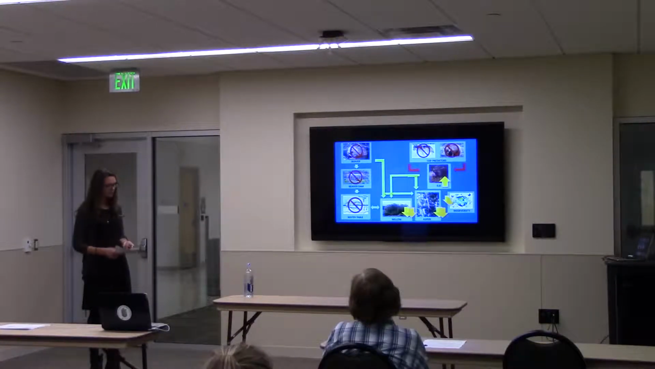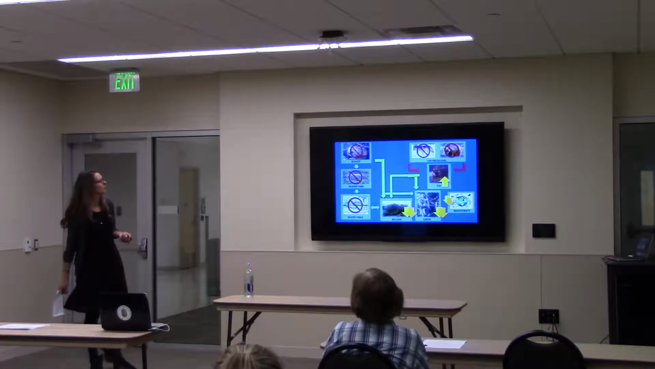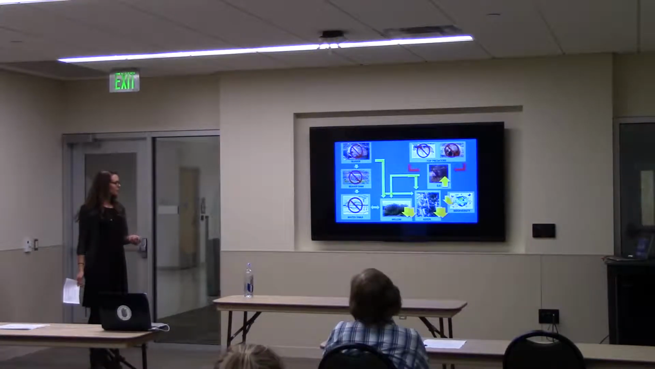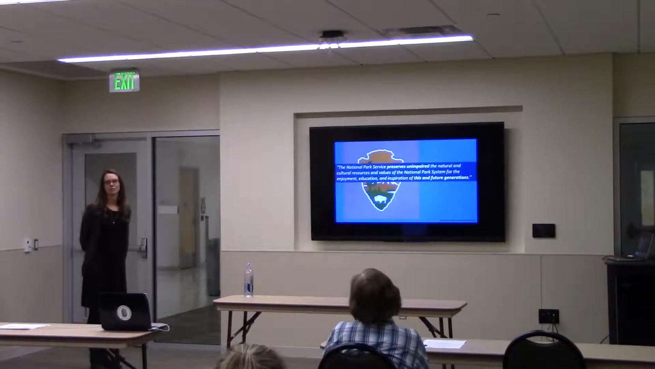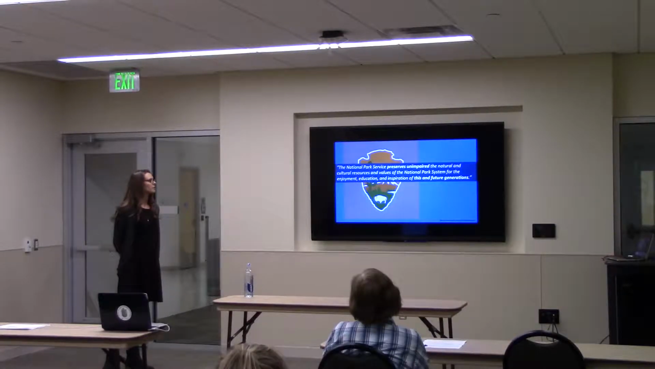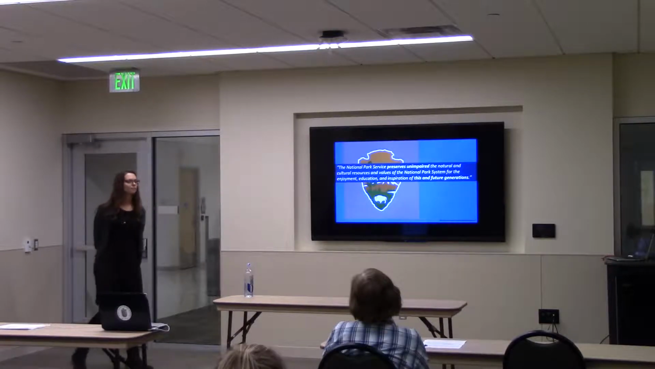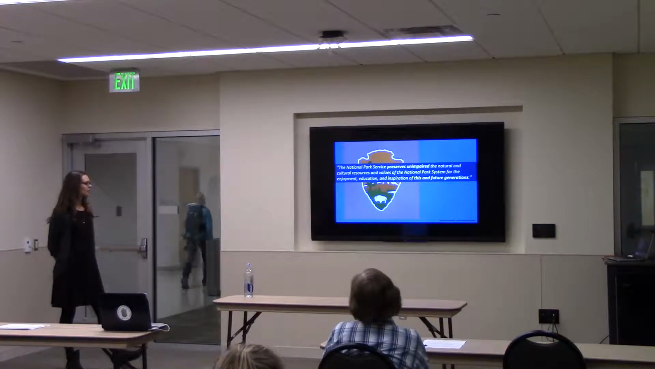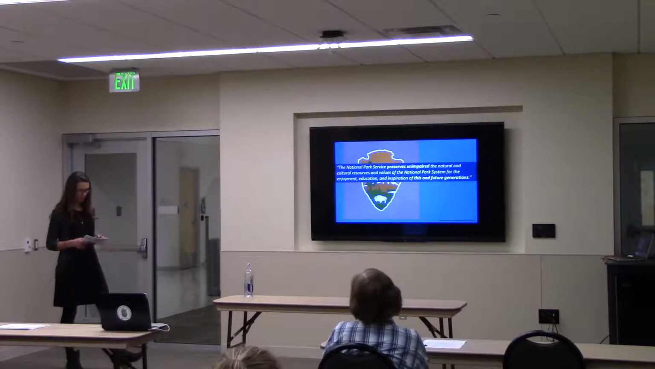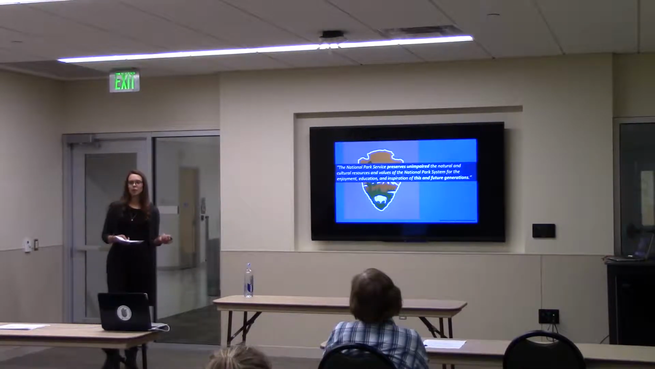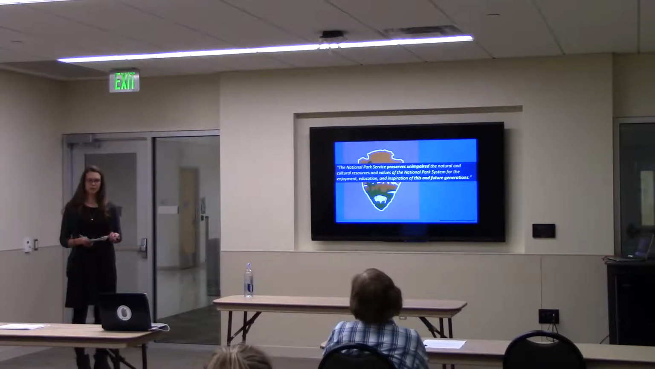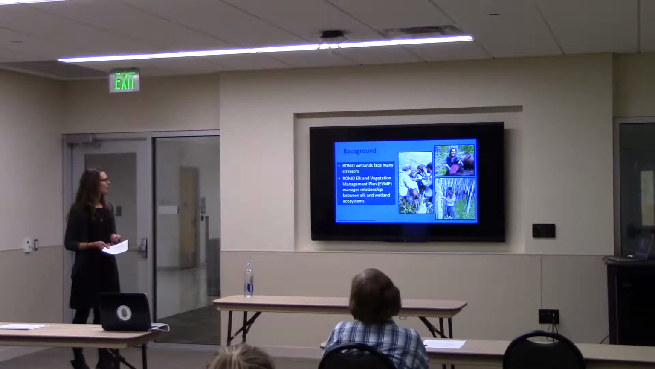So in the context of the state of these ecosystems in Rocky Mountain National Park, I wanted to present to you the mission statement of the National Park Service. So the National Park Service preserves unimpaired the natural and cultural resources and values of the national park system for the enjoyment, education, and inspiration of this and future generations. And so with this mission in mind, Rocky Mountain National Park is sort of responding to the state of these ecosystems through the elk and vegetation management plan.